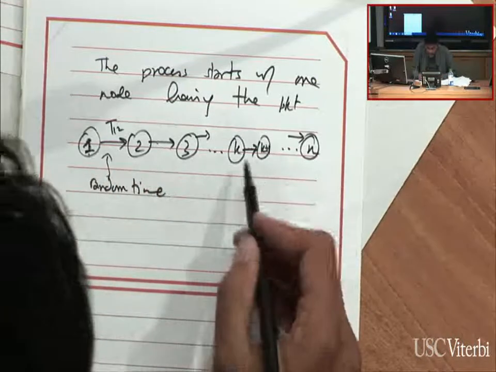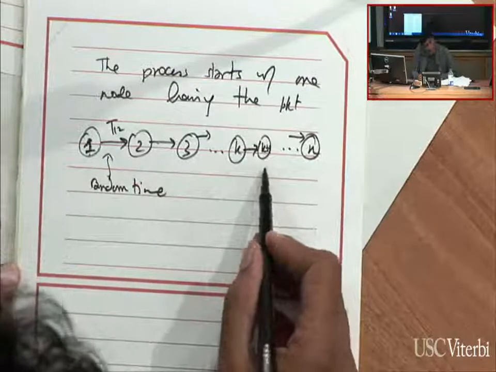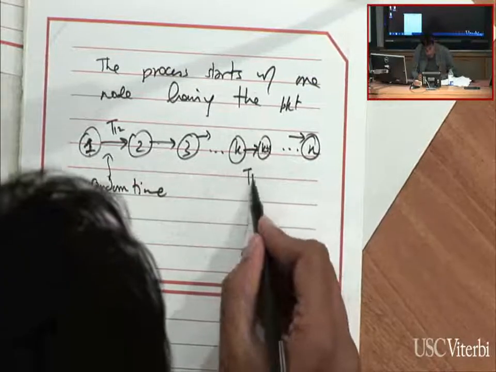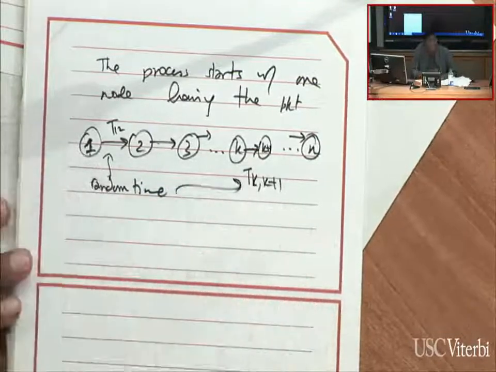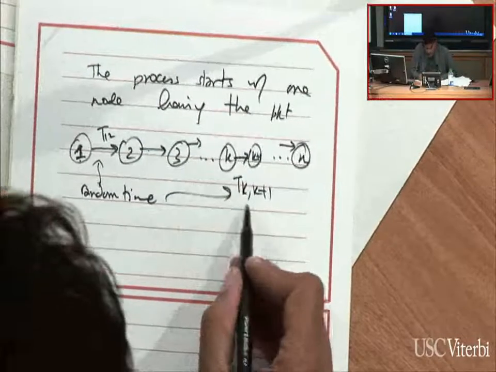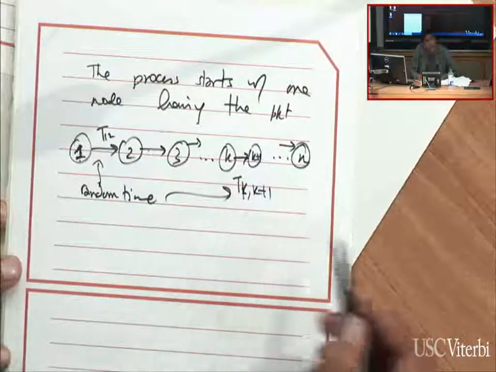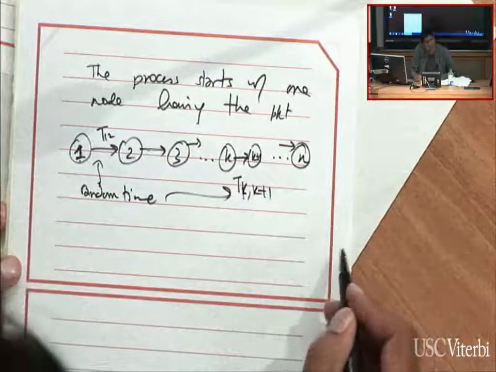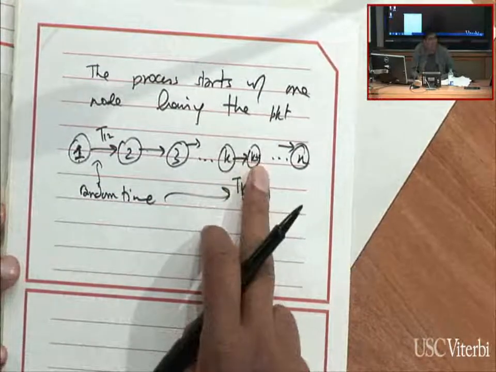Similarly, at any given moment in time, if I have k nodes having the packet, how long will it take for me to have k plus 1 nodes have the packet? Let's call that T_k to k+1. That's also a random time, right? In this case, what we need is that one of the k nodes that has the packet has to meet one of the n minus k nodes that does not have a packet, and only then will I move one more packet and move to the next state.